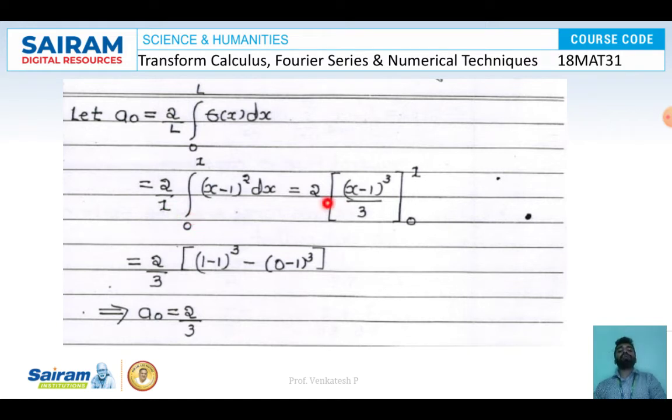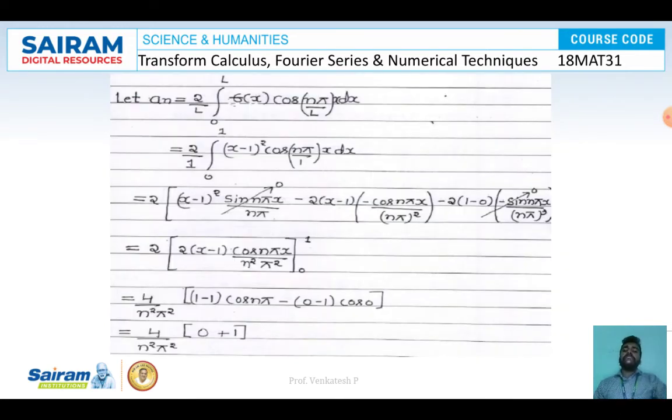It will be equal to 2 into (x minus 1) whole cube by 3 with the limits 0 to 1. So 2 by 3 I'll keep as it is. Applying the upper limit x is equal to 1, we get (1 minus 1) whole cube. For the lower limit, replacing x is equal to 0, we get (0 minus 1) whole cube. The value of a0 is 2 by 3 here.